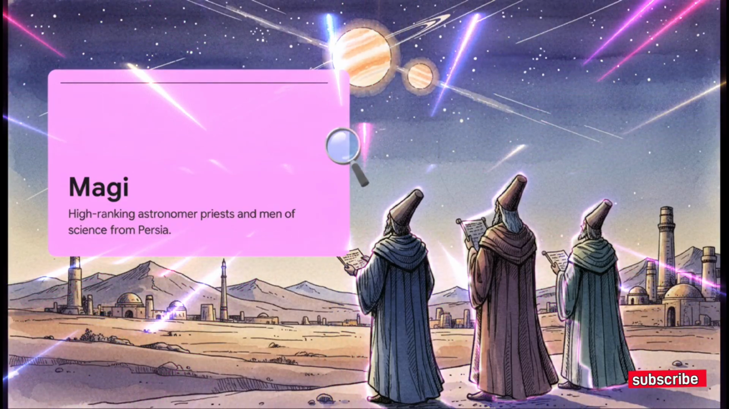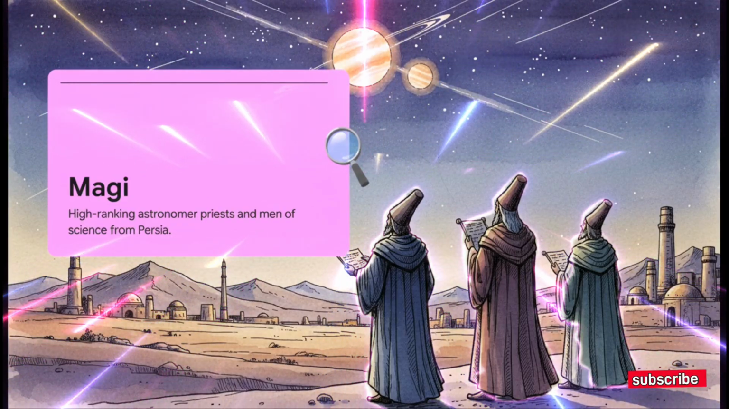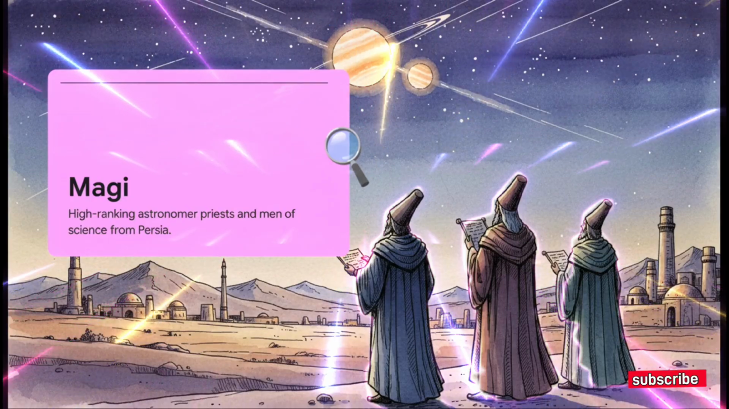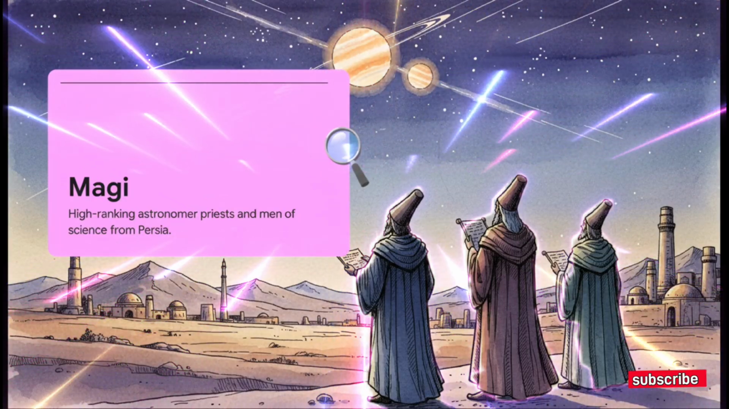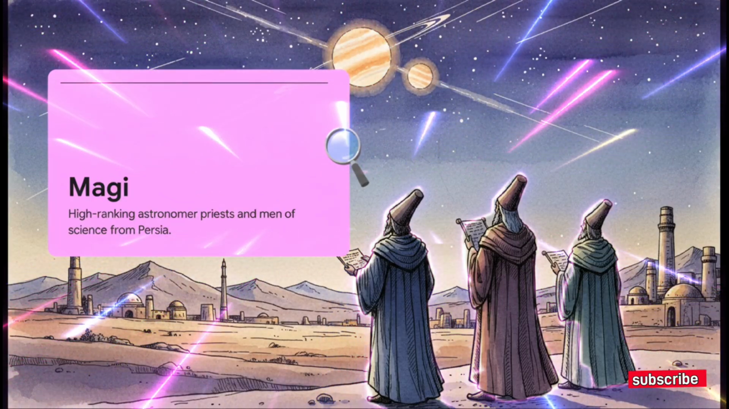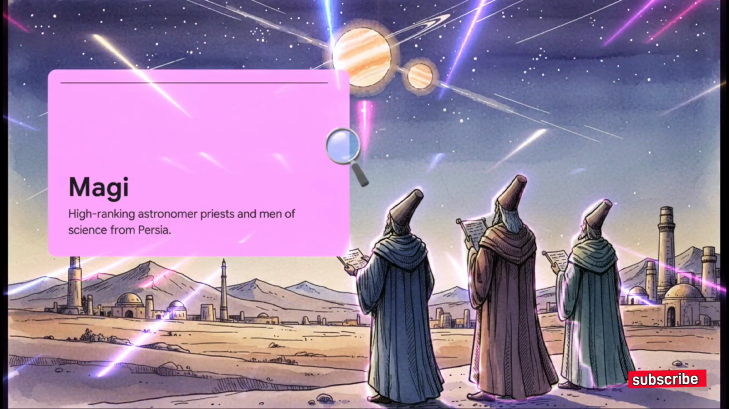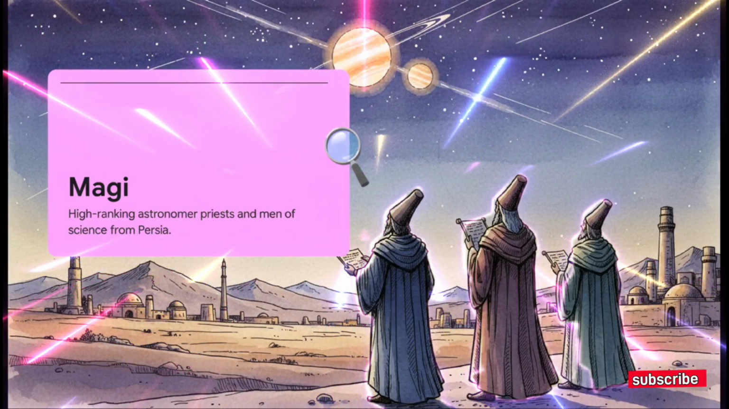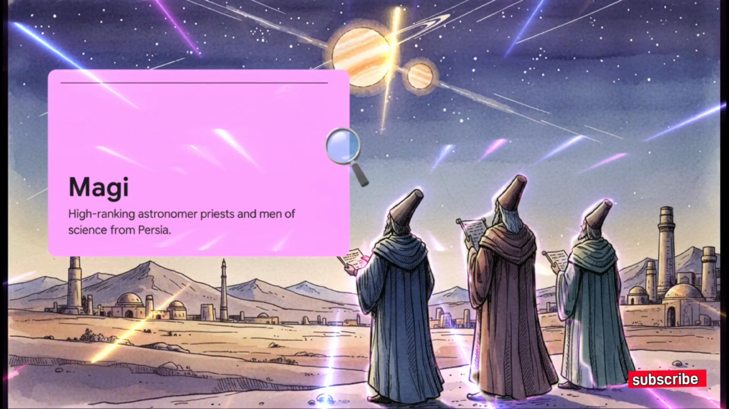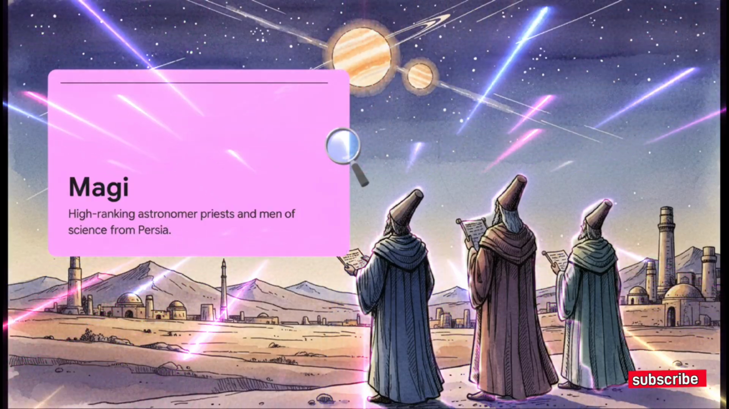Now, despite popular images, these guys weren't actually kings. They were high-ranking astronomer priests and men of science. They had been tracking a rare planetary conjunction in the sky, likely Jupiter and Saturn, and their scientific and spiritual calculations led them all the way to King Herod in Judea, seeking a unique, prophesied king.